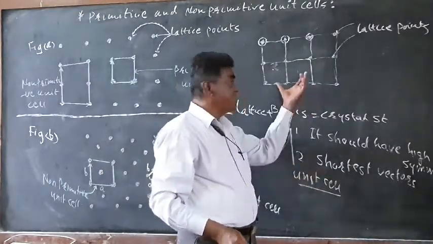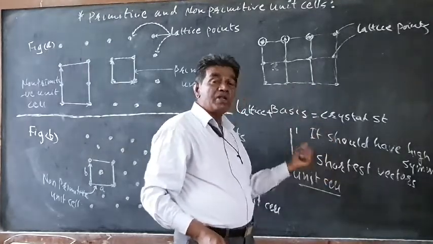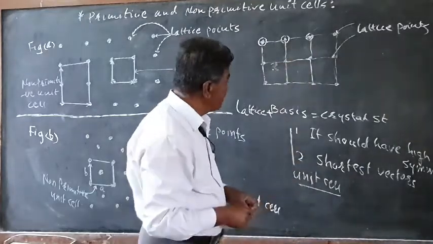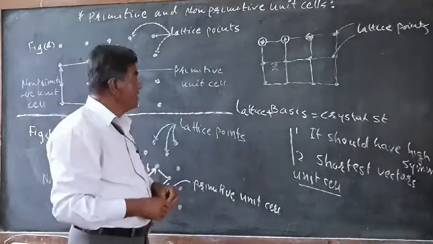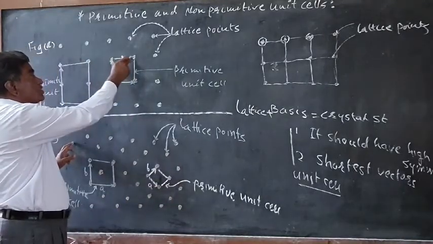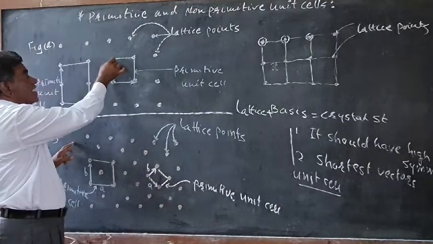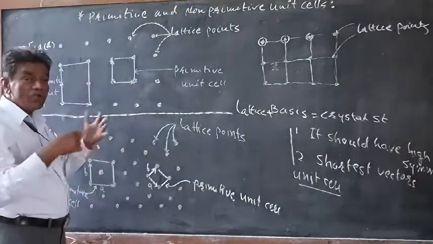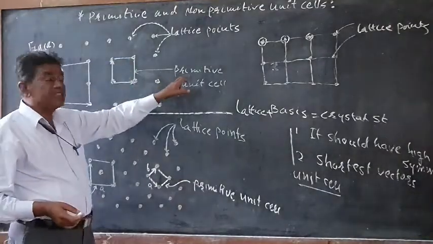A unit cell can be constructed in the space lattice in such a way that it has high symmetry and is bounded by the shortest vectors. There are two types of unit cells: primitive unit cell and non-primitive unit cell. If only the corners of the unit cell have lattice points, and there are no extra lattice points within the cell, then such a unit cell is known as a primitive unit cell.